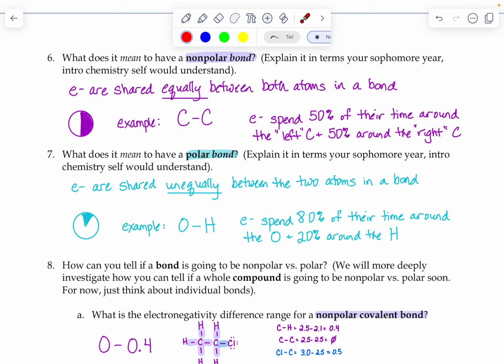If you have a polar bond, you're sharing your electrons unequally. An example there: if you have an oxygen bonded to a hydrogen, oxygen has a much higher electronegativity value. So he's kind of the electron hog. He's the pizza hog. He eats most of the pizza, whereas hydrogen, with the lower electronegativity value, doesn't eat as much pizza. So the electrons spend more of their time around the O than the H. They're still sharing the electrons, but it's not an equal split.